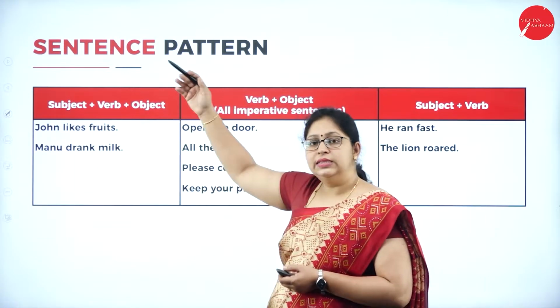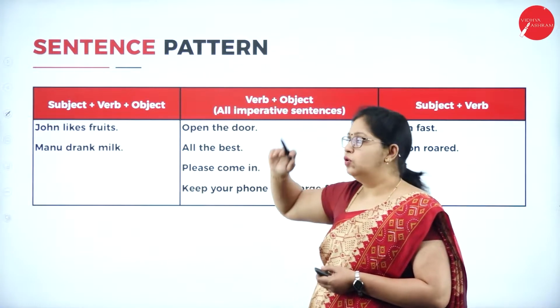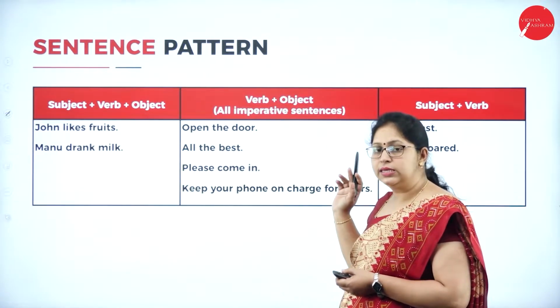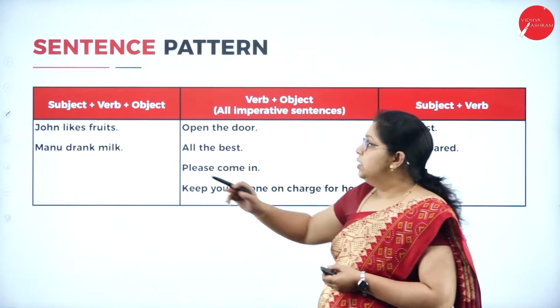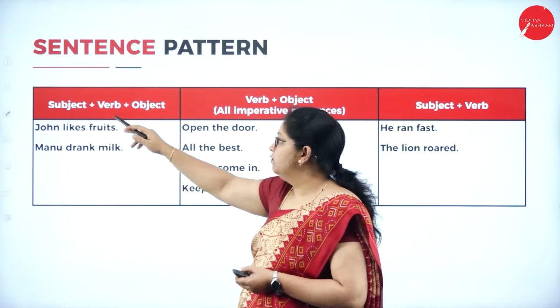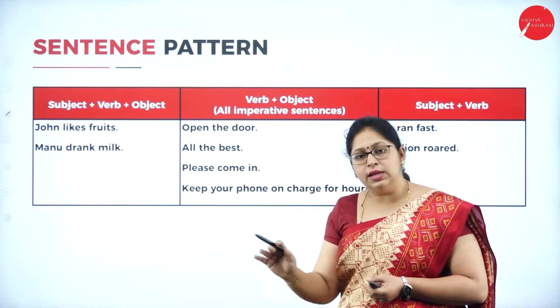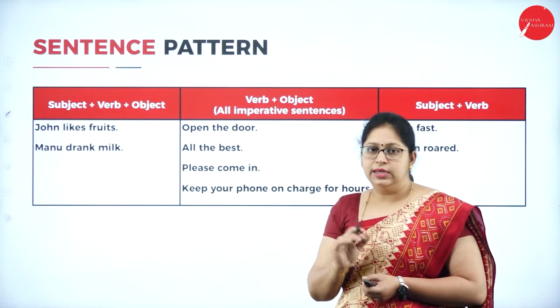Next, let us see the sentence patterns. There are mainly 3 sentence patterns in English. Here, we'll have subject, verb and object. This is the commonly used sentence pattern in English.